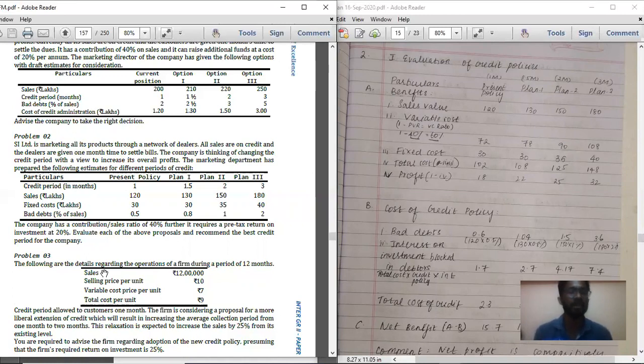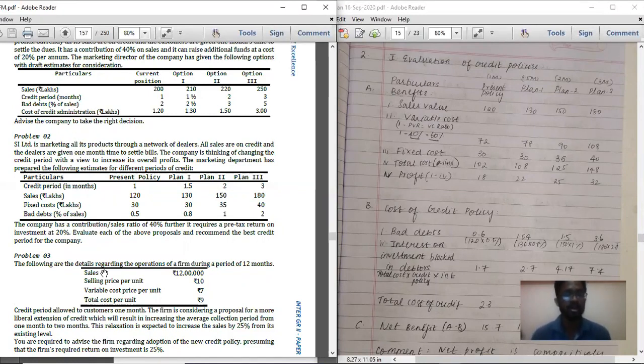The marketing department has prepared the following estimates for different periods of credit. That is, the marketing department is giving the different periods of credit and the costs to be incurred for increasing the credit period. So that is given in the tabular column. So based on this, you should evaluate all the policies and you should find which is the best proposal. Okay, done.